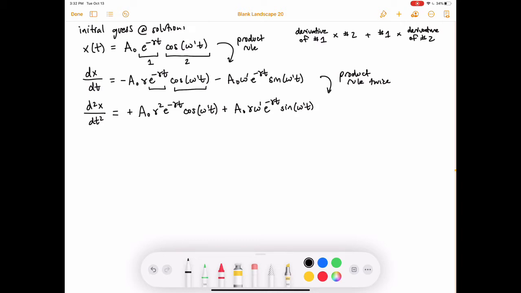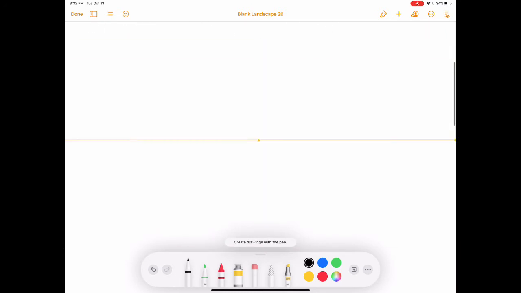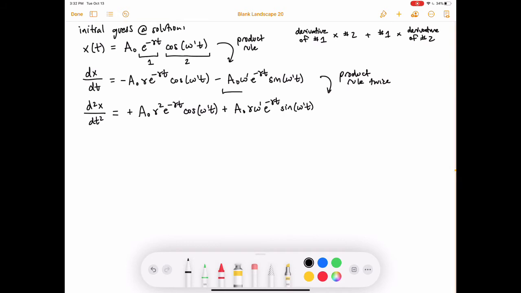Okay, so now we're going to be dealing with this second term here. So we have minus a naught times omega prime already. If we take the derivative of e to the minus gamma t, we get minus gamma coming out to the front. So the negative sign becomes positive, and we get a factor of gamma out front. And then we have e to the minus gamma t times sine omega prime t, just left alone.